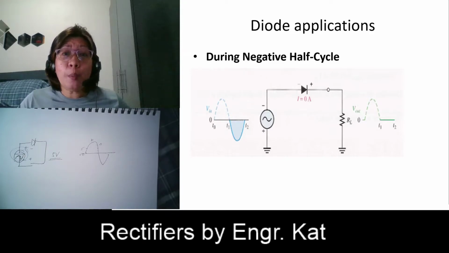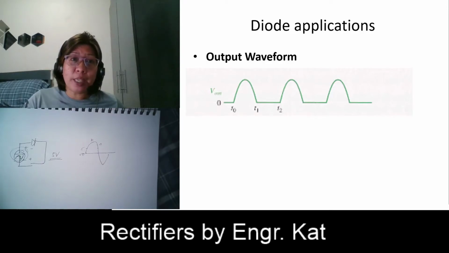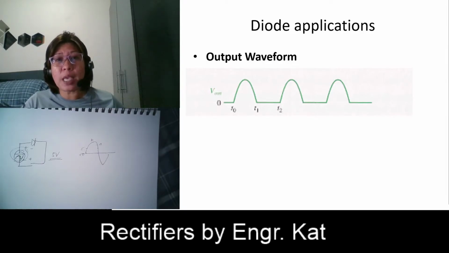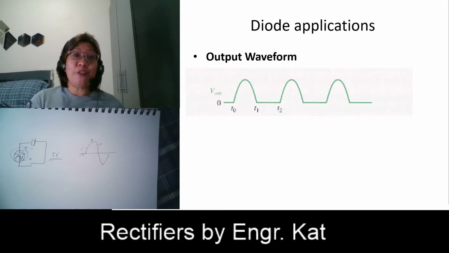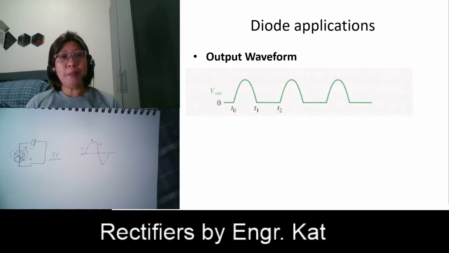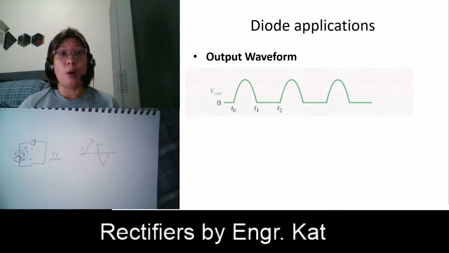So if we're going to combine this now, this is our output waveform. Our output waveform is equivalent to this one when we are forward biased, this one when we are reverse biased. So this one during the positive half cycle, this one during the negative half cycle, and the cycle continues. Okay, so that is why that is your rectifier circuit.